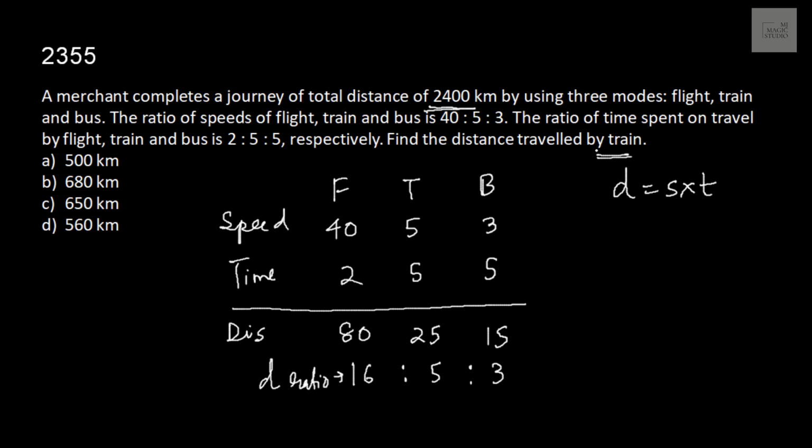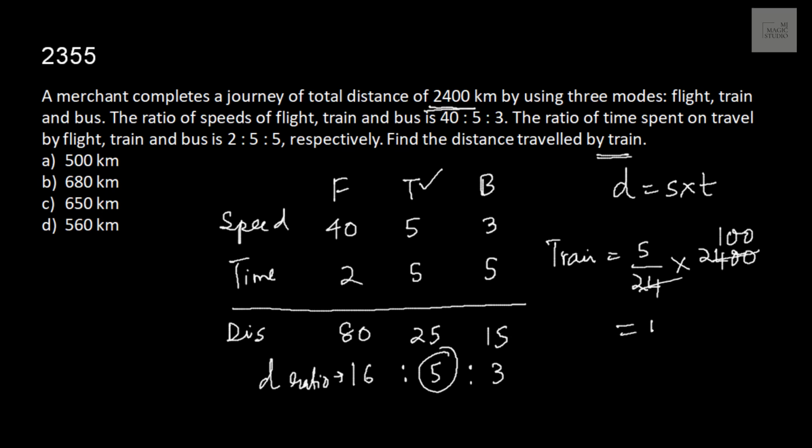Now the question: find the distance travelled by the train. Distance travelled by the train is 5 parts out of 16 plus 5 plus 3, which is 24. So 5 by 24 into total distance, which is 2400. Distance travelled by train is 500 kilometers, and yes, that features in option A.